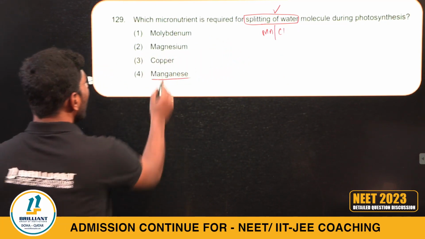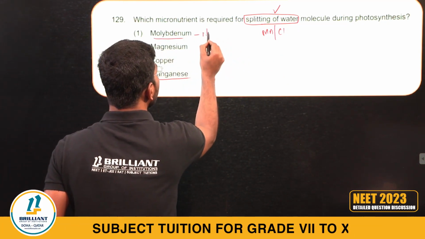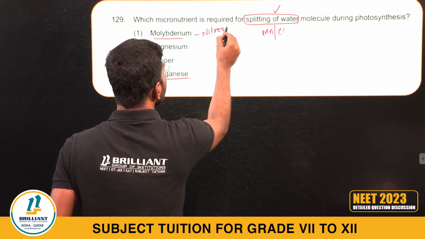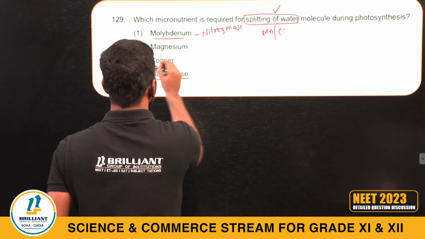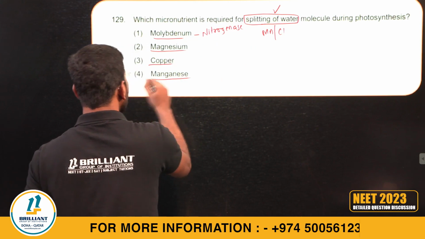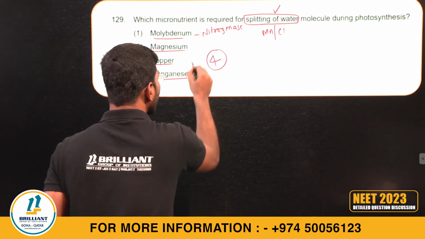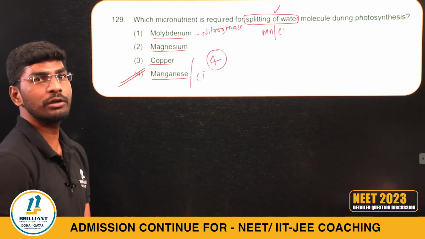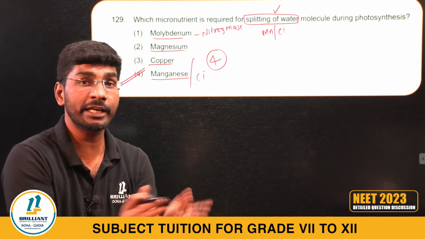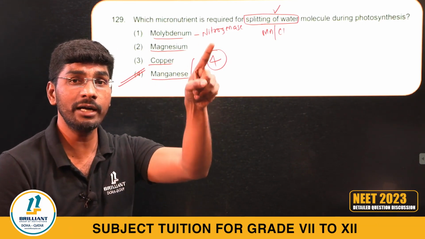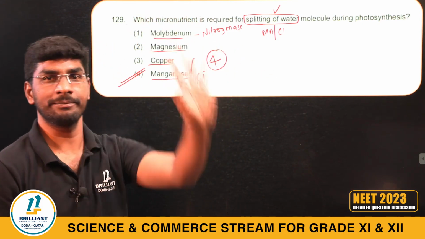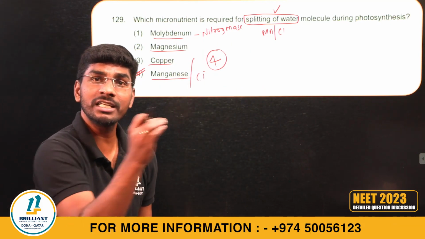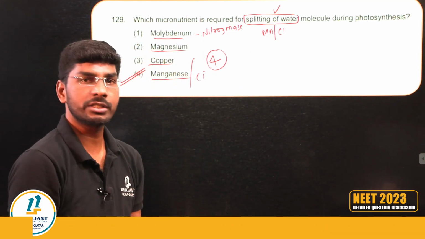Molybdenum is in the nitrogenase enzyme. And magnesium, copper; the answer is manganese. Along with manganese, chloride ions are also essential for water splitting in photolysis of water, and this takes place in the thylakoid. Are you with me, students? This question is from the mineral nutrition chapter.